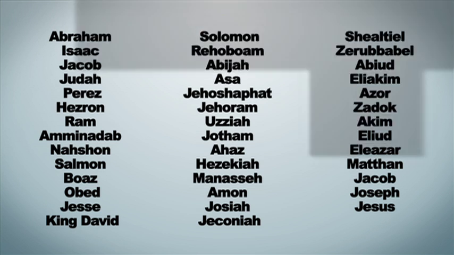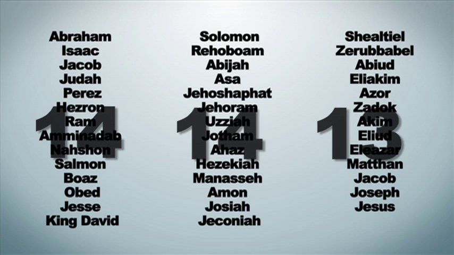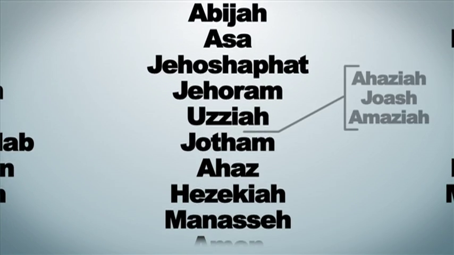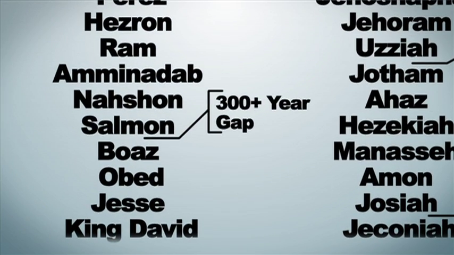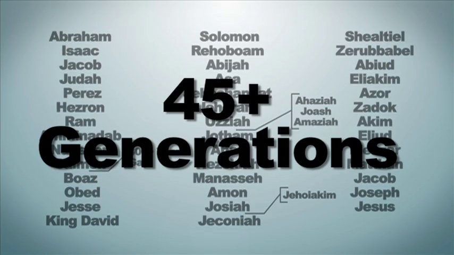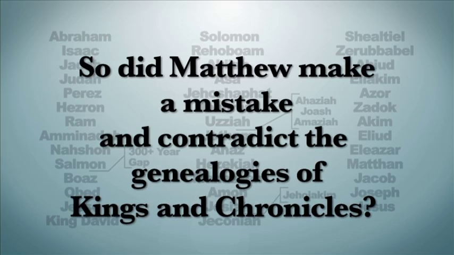From Abraham to David there is 14, in the next set there is 14, but in the third set there is only 13. Plus, Matthew skips over 3 generations in verse 8, another in verse 11, and several unknown between Salmon and Boaz in verse 5. Thus, the real total is over 45 generations from Abraham to Christ, not 42. So did Matthew make a mistake and contradict the genealogies of Kings and Chronicles?